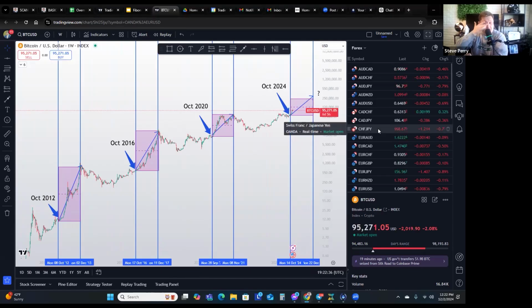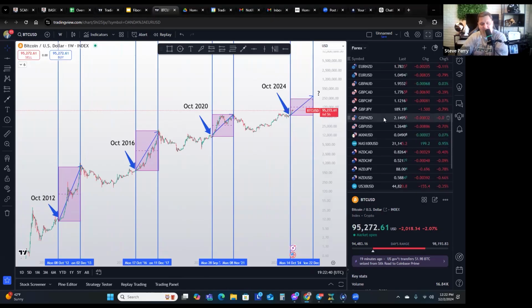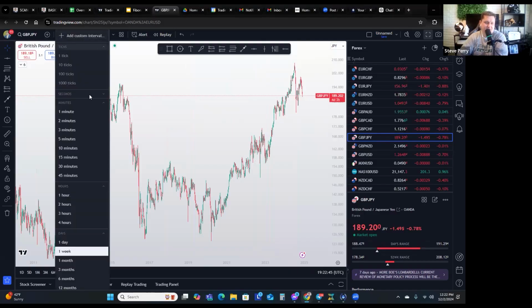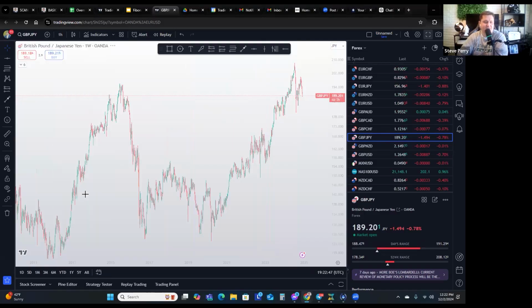All right, guys, let me show you. Let's do a time Fibonacci. So let's go back to Forex. Let's actually go back to the pound yen. I'm going to show you guys how to use a time Fibonacci. Okay, these are really cool.